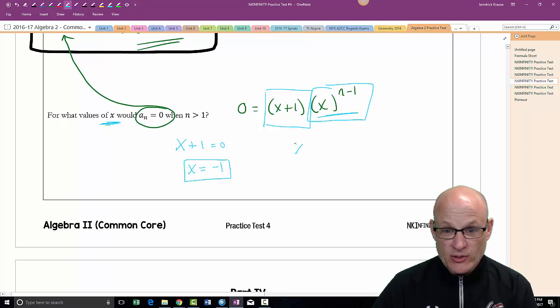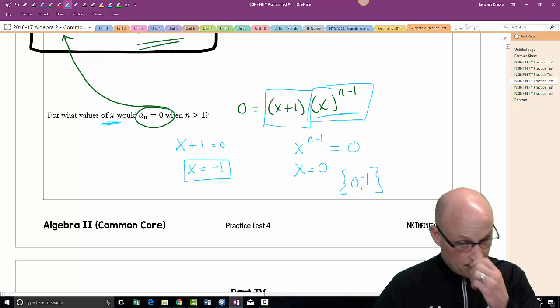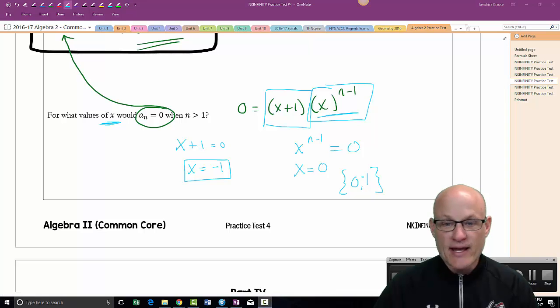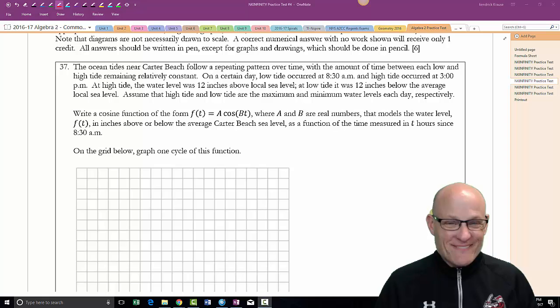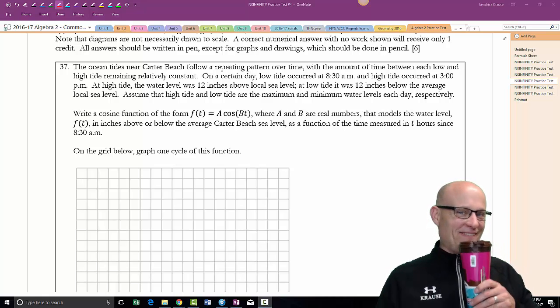Or if this thing is equal to 0, x to the n minus 1, does that equal 0? Well, the only way that's going to be equal to 0 is if x equals 0. So in this case, the answers are 0 and negative 1. So that ends that, and I think we got one last question. All right, we made it with some help.